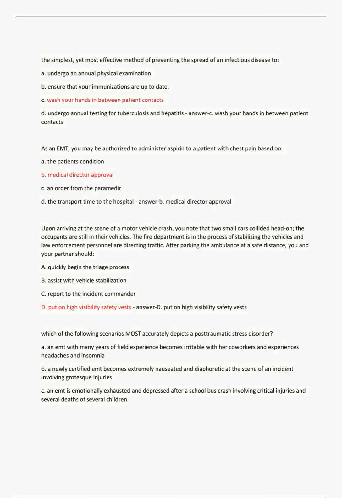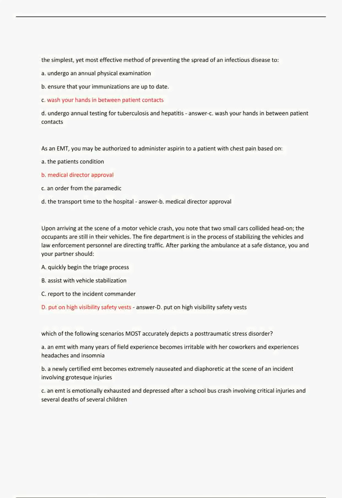The simplest yet most effective method of preventing the spread of an infectious disease is to: A. Undergo an annual physical examination. B. Ensure that your immunizations are up to date. C. Wash your hands in between patient contacts. D. Undergo annual testing for tuberculosis and hepatitis. Answer: C. Wash your hands in between patient contacts.